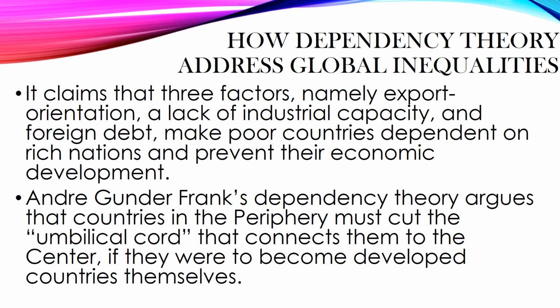It claims that three factors, namely export orientation, a lack of industrial capacity, and foreign debt, make poor countries dependent on rich nations and prevent their economic development. Andre Gunder Frank's dependency theory argues that countries in the periphery must cut the umbilical cord that connects them to the center if they are to become developed countries themselves.